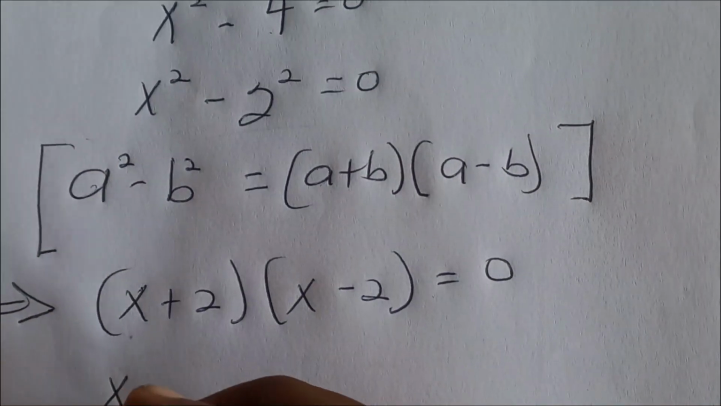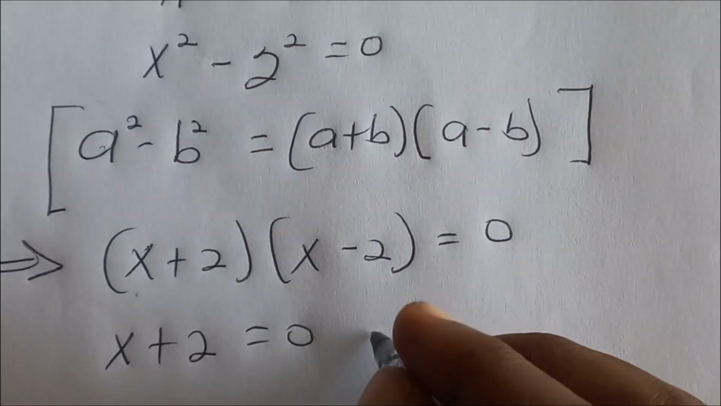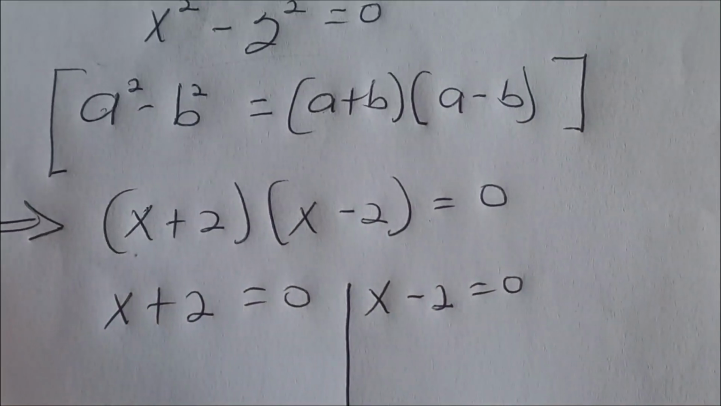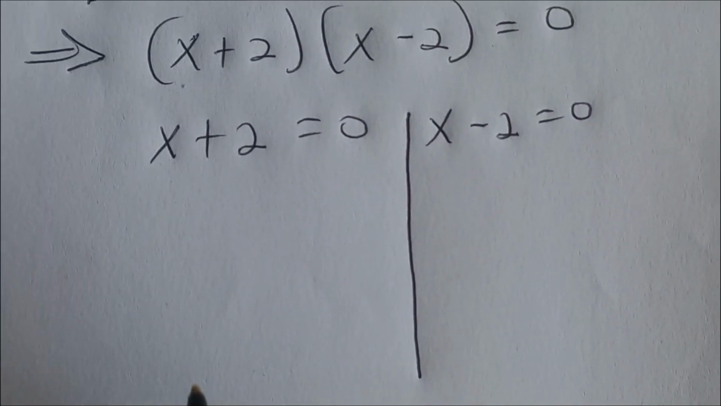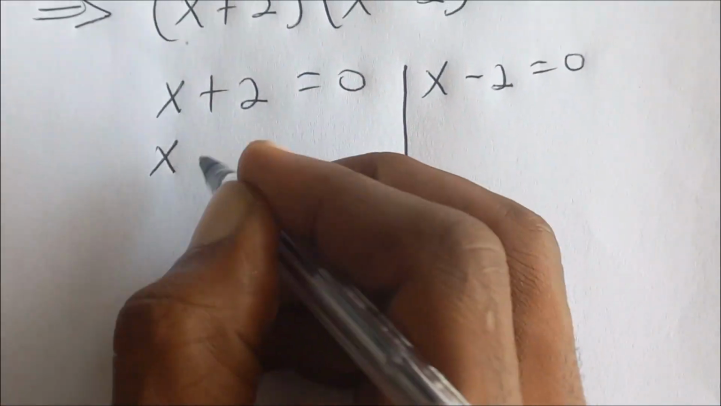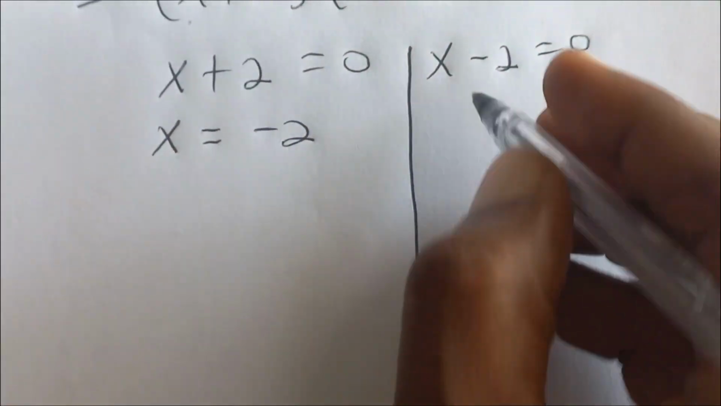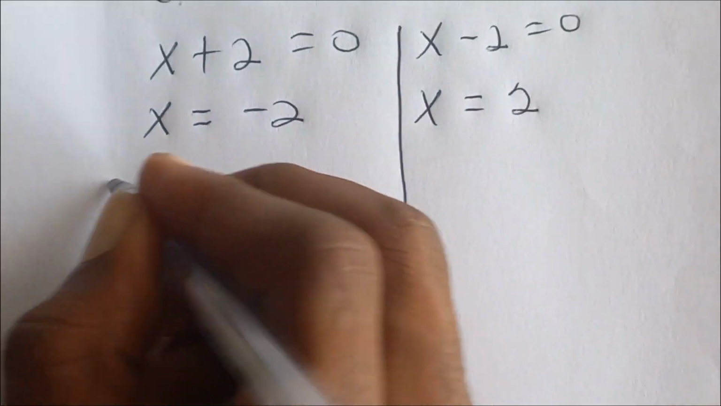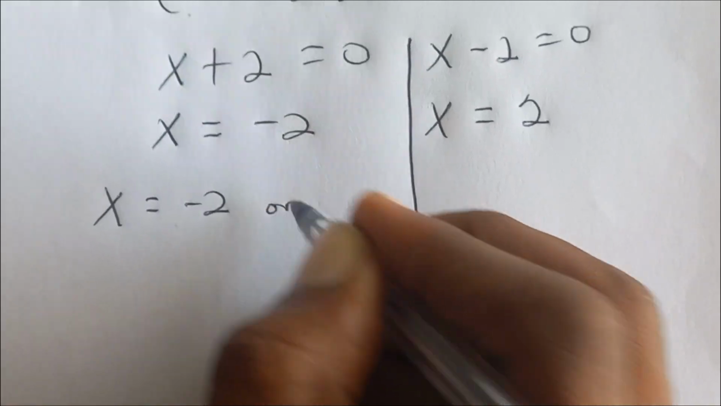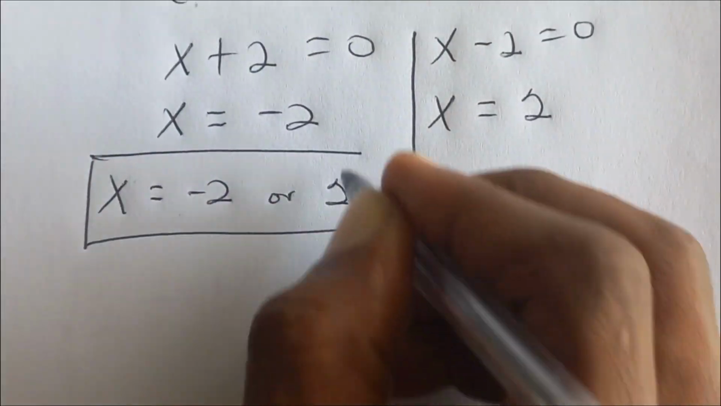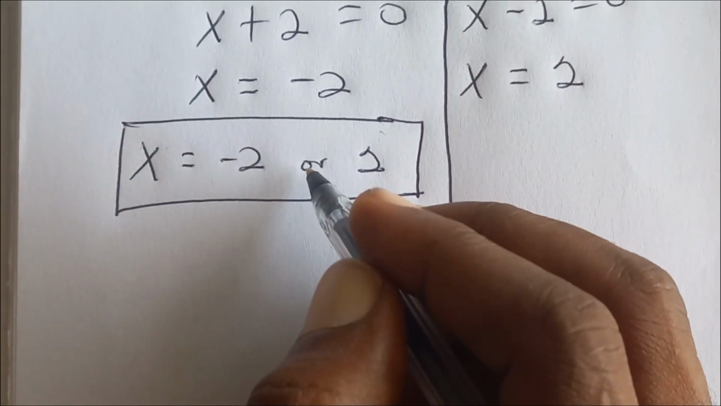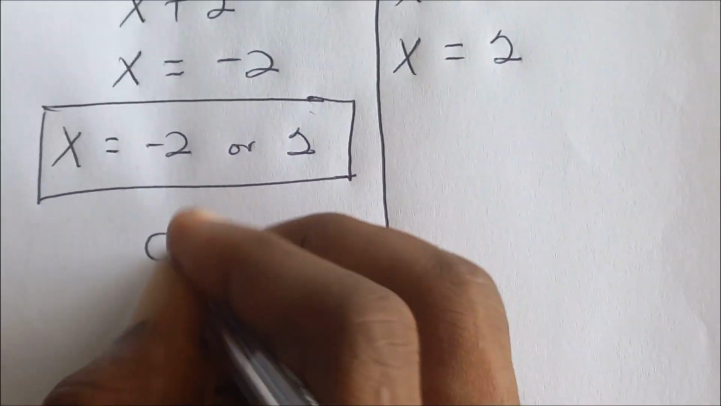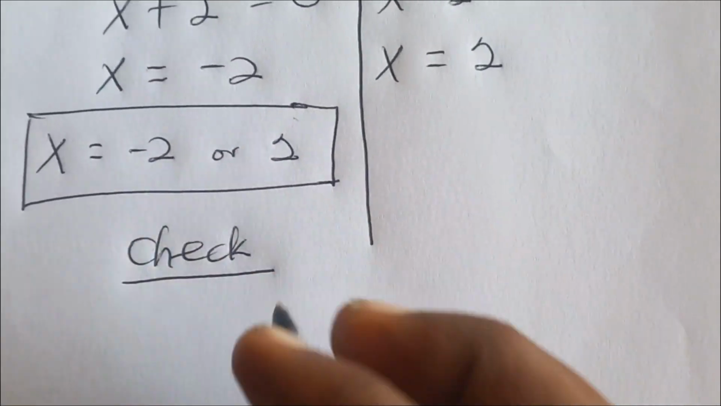Now x plus 2 is equal to 0 as the first case, then x minus 2 is equal to 0 as our second case. So for case 1, we have x is equal to negative 2, and for the second we have x is equal to 2. So our x is equal to negative 2 or 2. Now let's check to see if these solutions satisfy the equation.